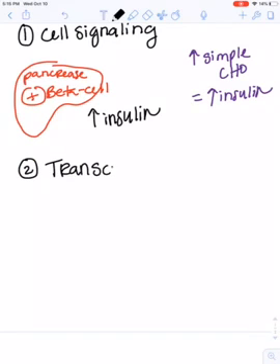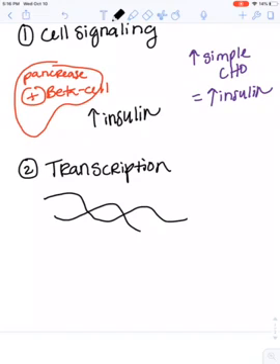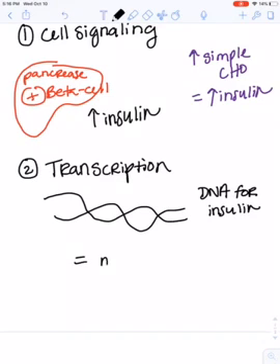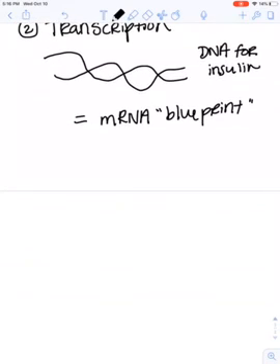So transcription, where essentially it's going to be reading that DNA. So it gets this DNA strand. So the DNA for insulin is read to make a blueprint. So it's going to make an mRNA strand or a blueprint. Now this blueprint is then going to be used for the third step, which is translation.